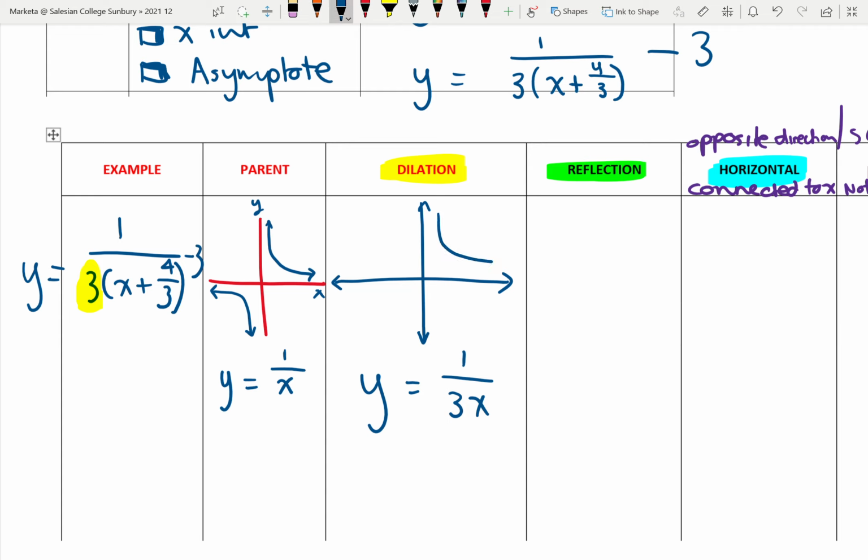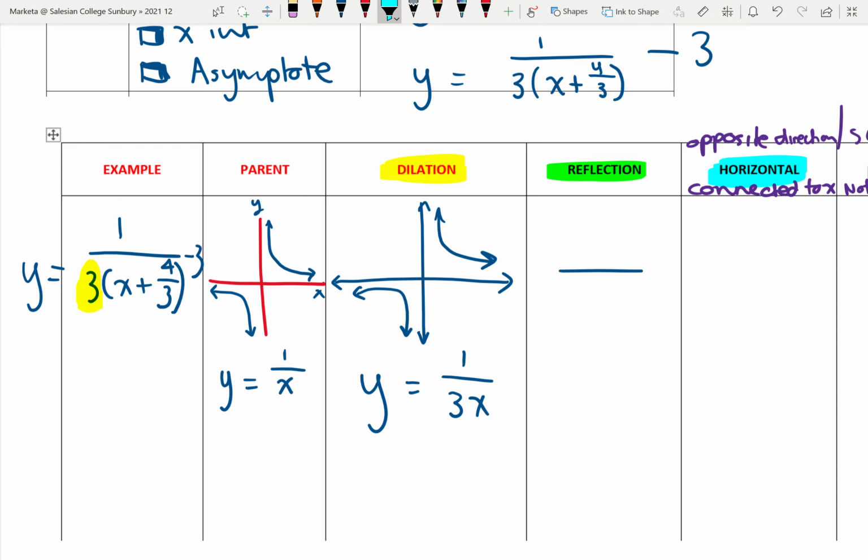So look, I'm just going to draw, it's still here, and I'm going to go to the reflection, and in this case we don't have a reflection, so I'm just going to leave that blank. If there was a reflection, it would be a negative. So we'd be multiplying it by a negative in some way. So I'm not going to put that there because we're not going to do a reflection this time. If we did, it would be multiplying by a negative, either in the numerator or denominator or out the front, which is the usual case.